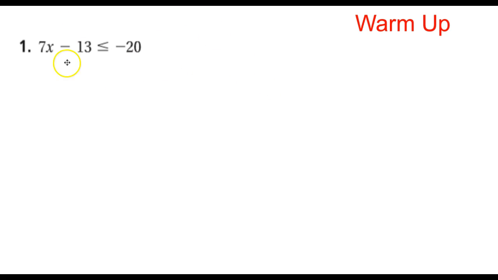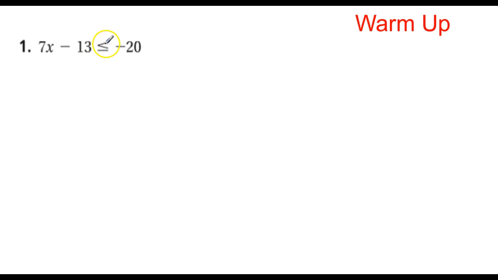So number one on the warm-up is 7x minus 13 is less than or equal to negative 20. We call it an inequality because I'm saying that the two sides are either not equal or one side can be less than the other. In this case I'm saying this side is less than or equal to negative 20. So I'm just going to treat it like an equal sign when I solve it, with the exception of when you multiply or divide both sides by a negative. If you multiply or divide both sides by a negative number, then you flip that sign.